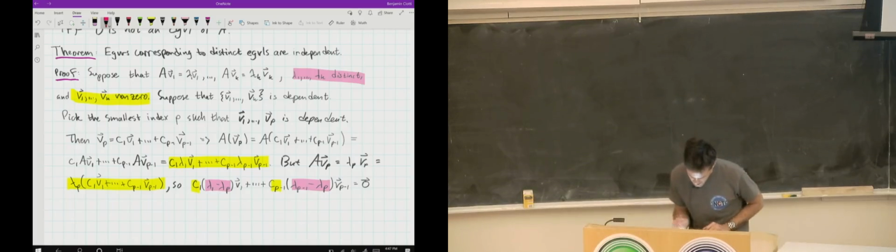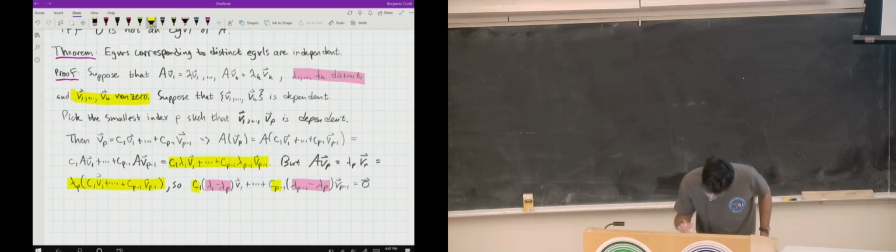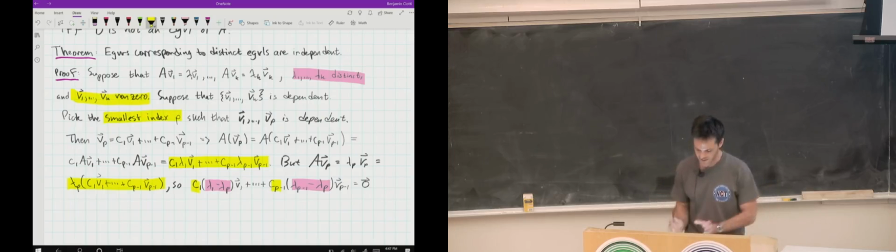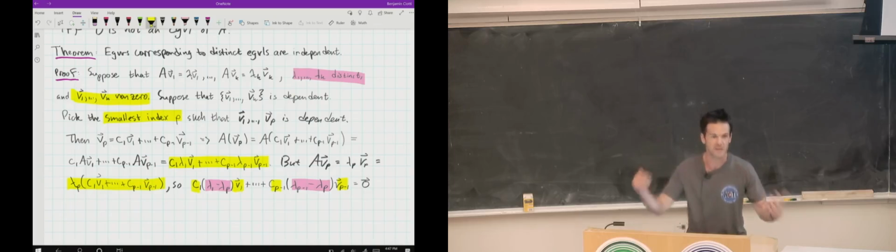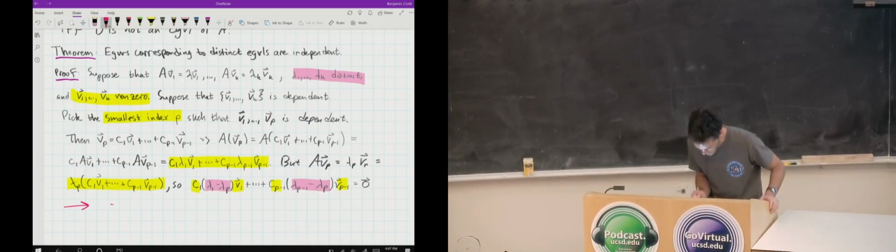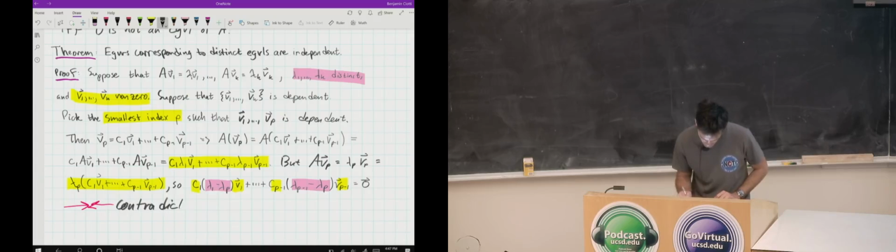It's this part, that p was the smallest index such that this set was dependent. So v1 up to vp minus 1 are independent. So that's the contradiction. In math, when you come up with a contradiction, you do two arrows crashing into each other. Okay, cool. So there's your little proof.